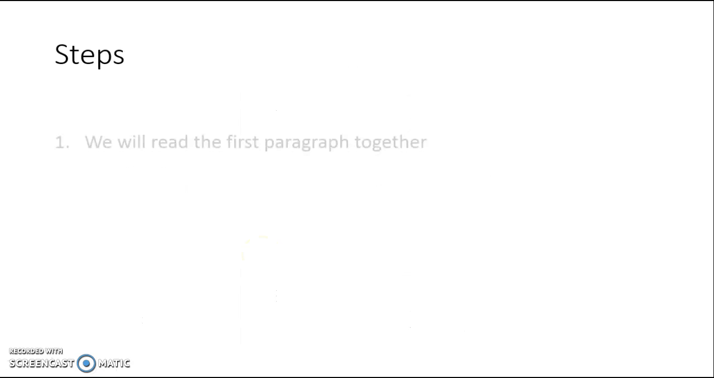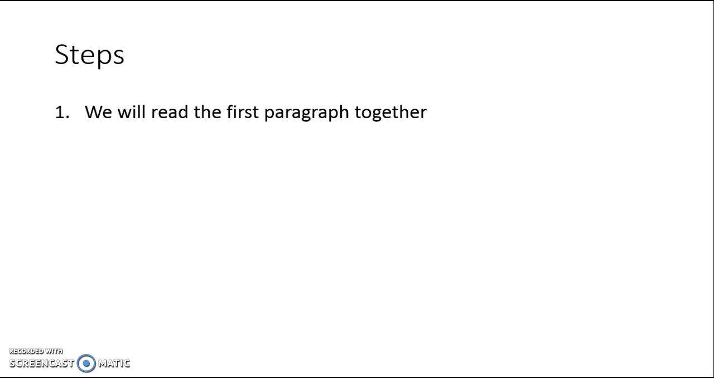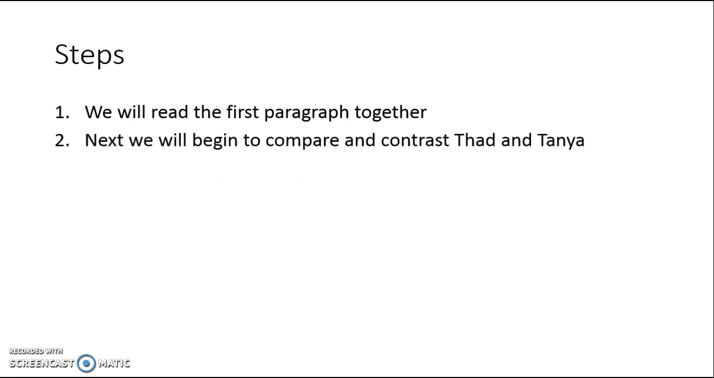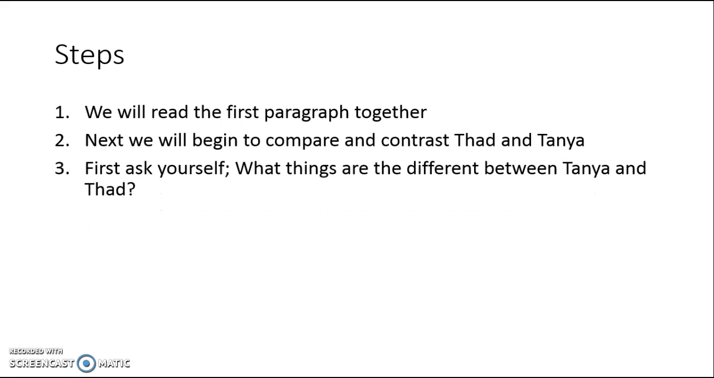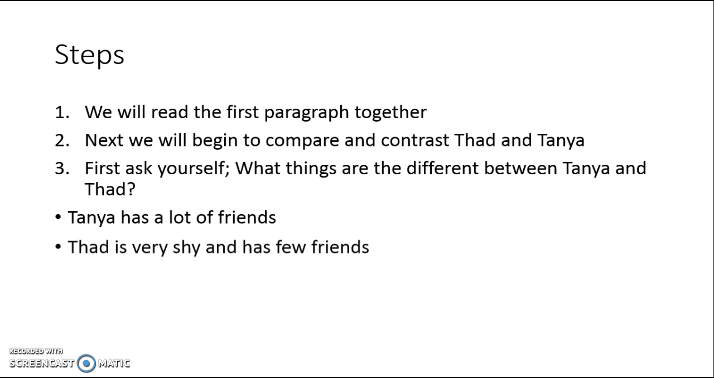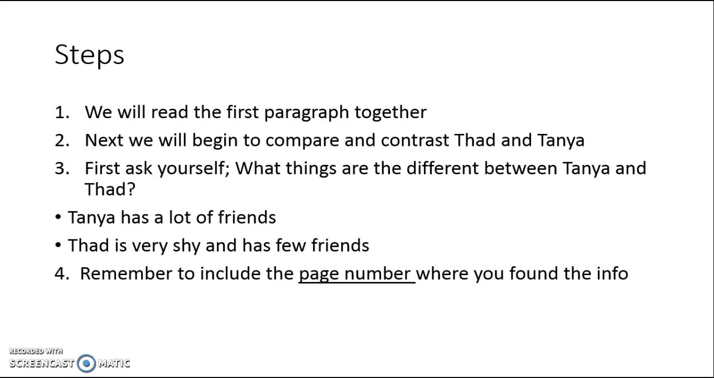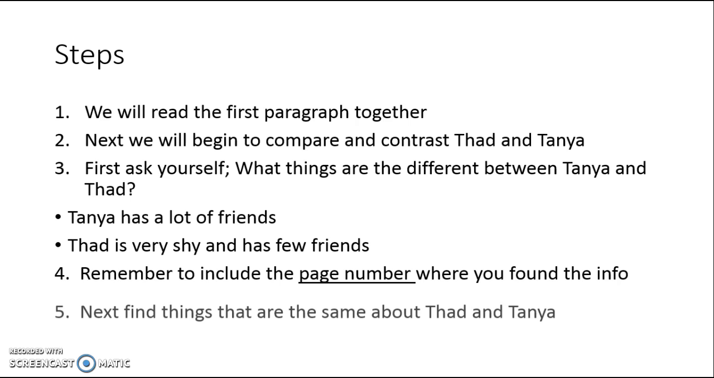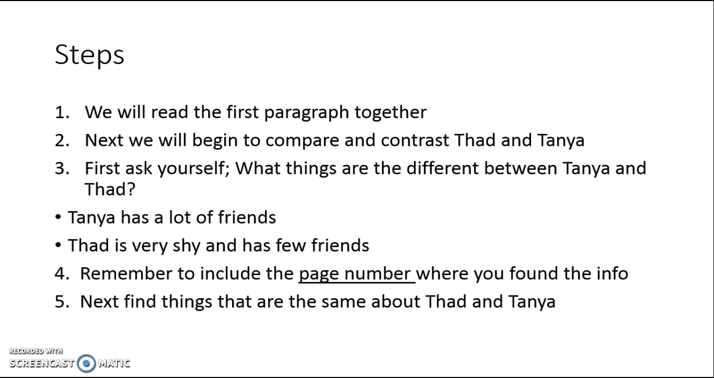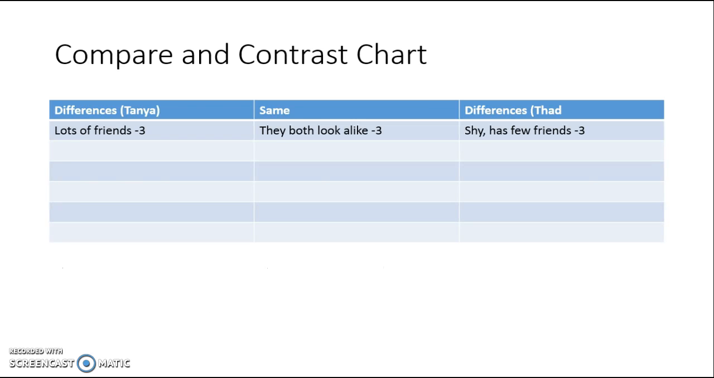So here's the steps. We will read the first paragraph together. Next we would begin to compare and contrast Thad and Tanya. So first ask yourself, what things are different between Tanya and Thad? We know Tanya has a lot of friends, and Thad is very shy and has few friends. Remember to include the page number where you found the info. Next, find things that are the same about Thad and Tanya.